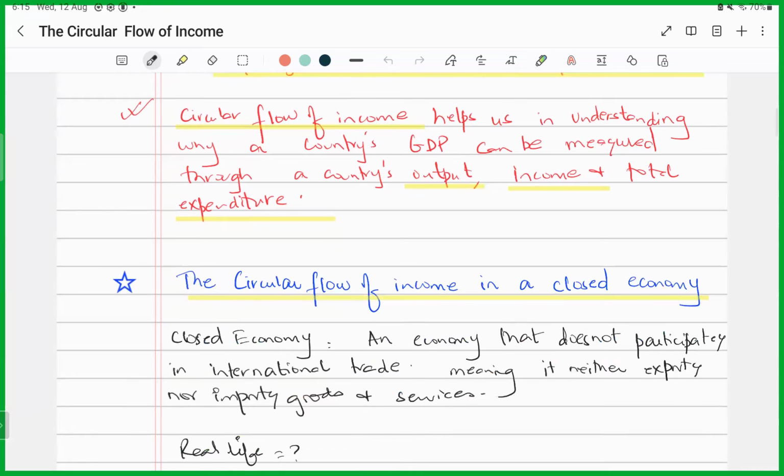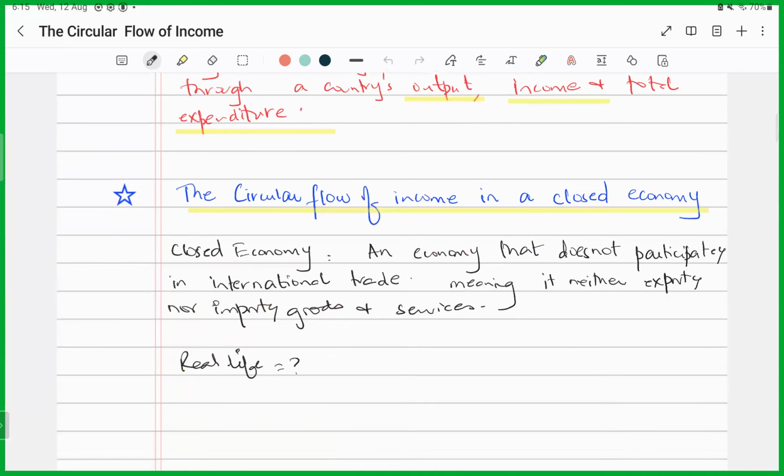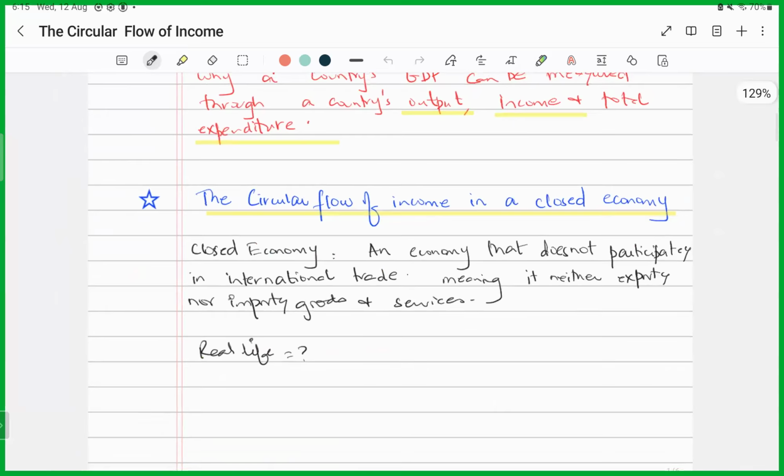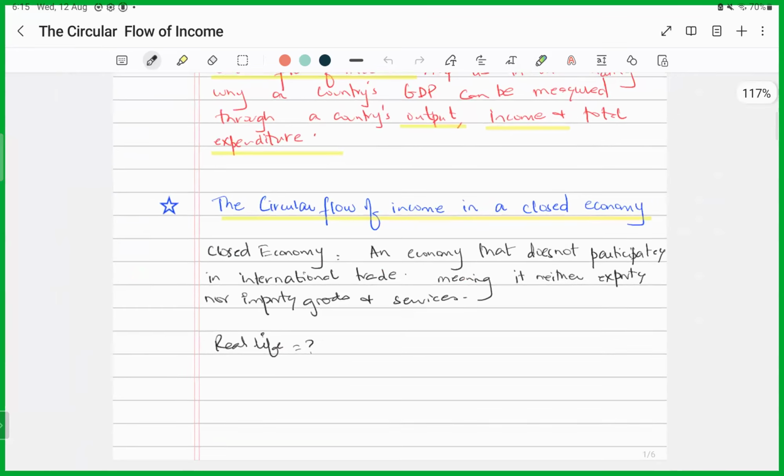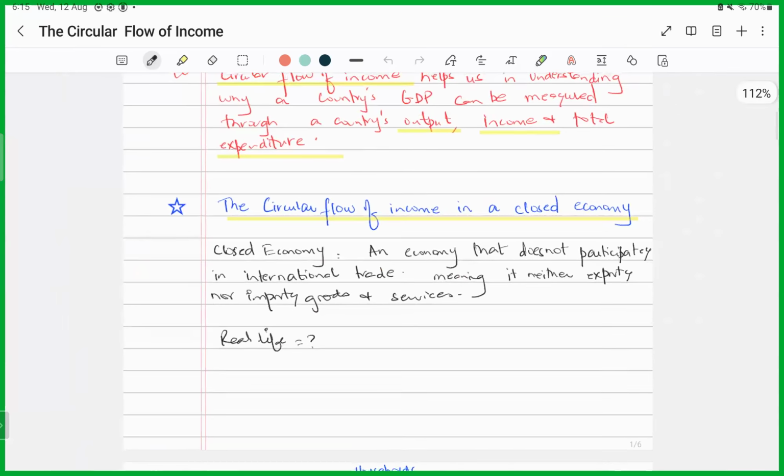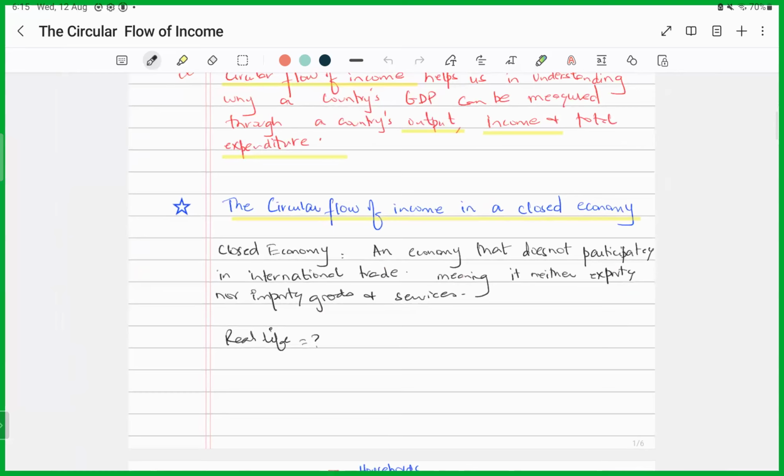Moving forward. Now, what do you mean by a closed economy? If we look at the same model and try to understand the circular flow of income in a closed economy, notice there's a term called closed economy. A closed economy is an economy which does not participate in international trade, right? But in the real world scenario, there would be no economy at present that won't be participating in international trade, right?